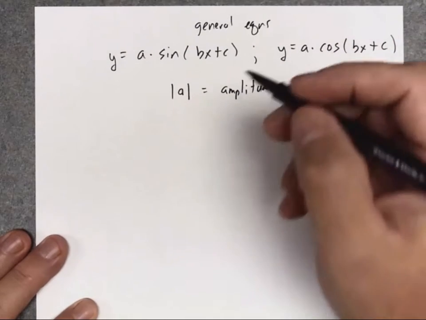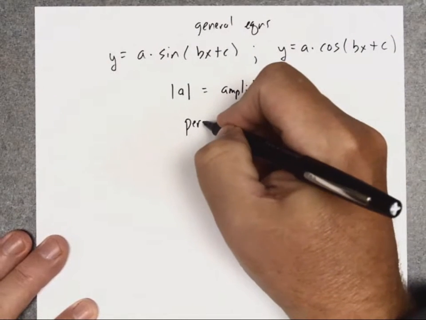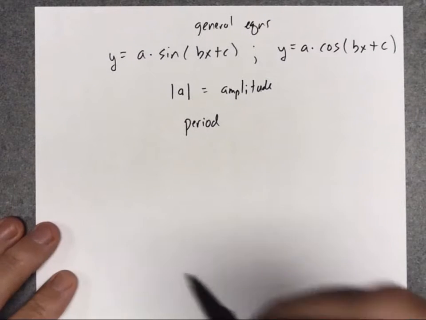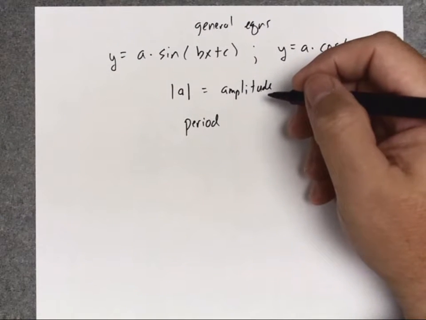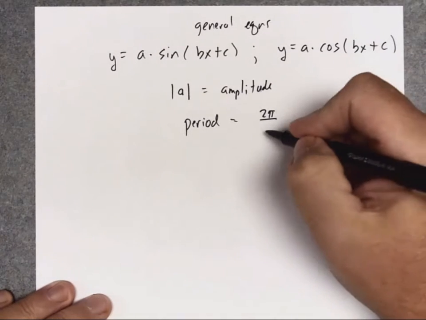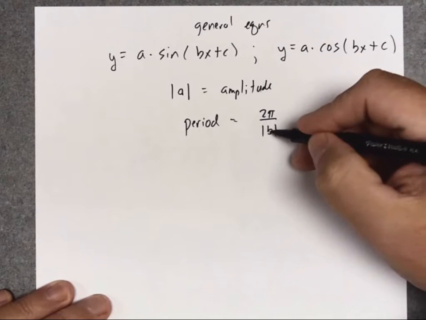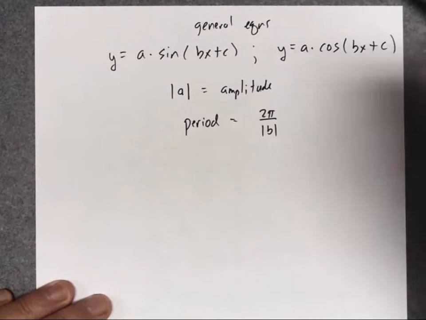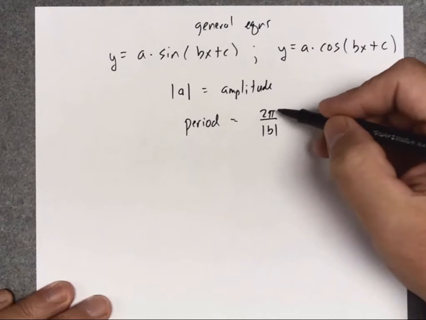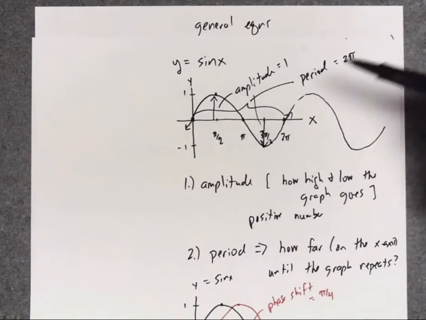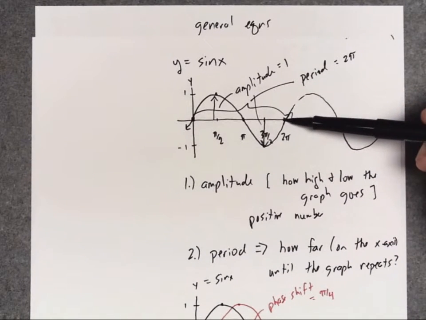The second thing we looked at is the period. Remember, the period is how far along the x-axis it takes for the graph to start repeating itself. We can actually calculate the period, and in this case it's 2 pi divided by the absolute value of b. So it's 2 pi over b. So whatever number is in front of the x inside the cosine or inside the sine, if we take 2 pi, divide it by that number, that's going to be the period. Once again, what was the period? Remember, the period is how far it takes for the graph to start repeating itself.